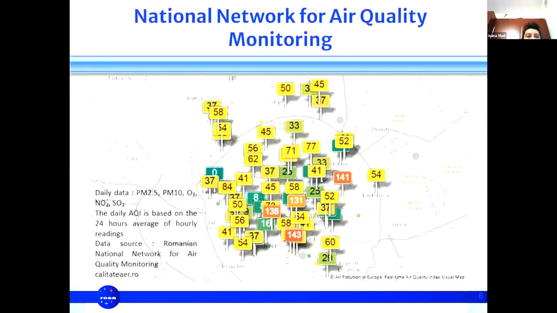The ground-based data on national level are registered by the National Network for Air Quality, which makes available daily measurements on particulate matter, ozone, nitrogen dioxide, sulfur dioxide, and the daily air quality index, being based on a 24-hour average of hourly readings.